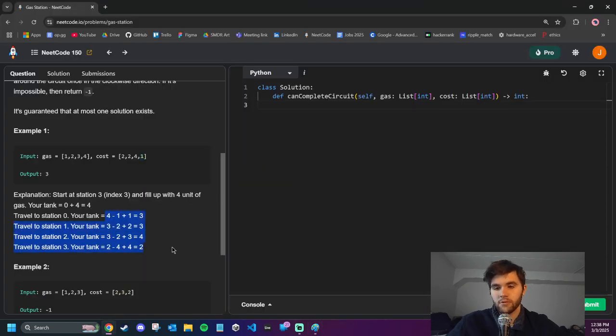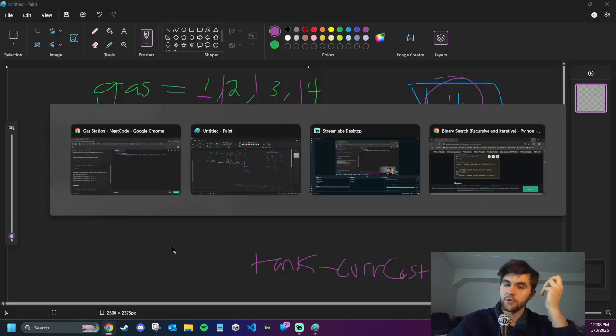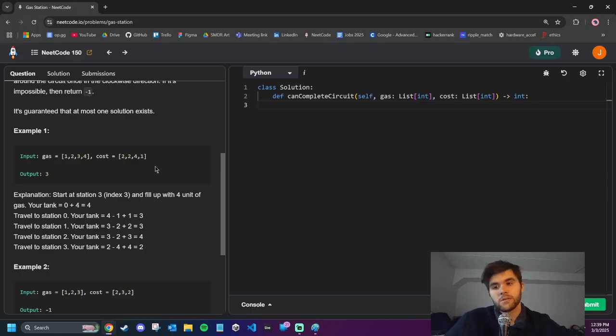Yeah, and so we just keep going until, so our 2 stop conditions are, if the cost is greater than our current amount of gas in our tank, then we have to stop. Or if we've traveled length of gas times.